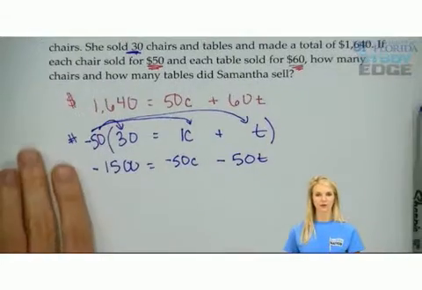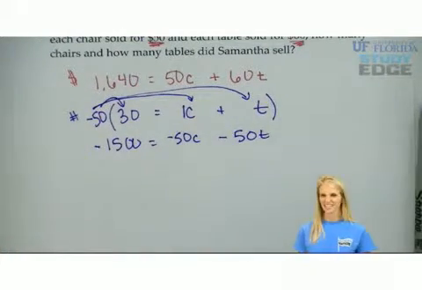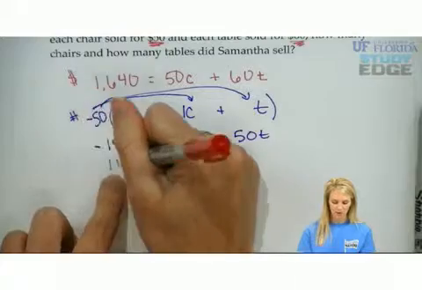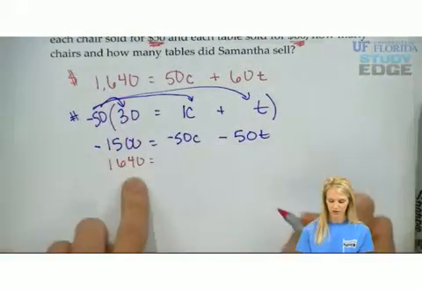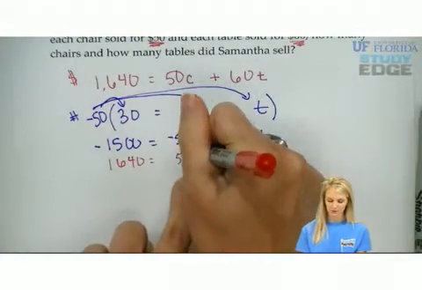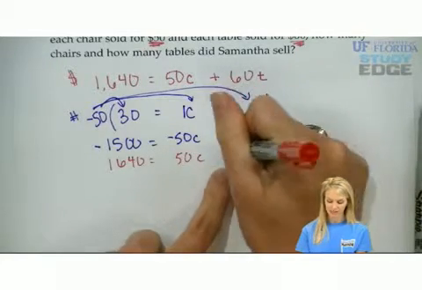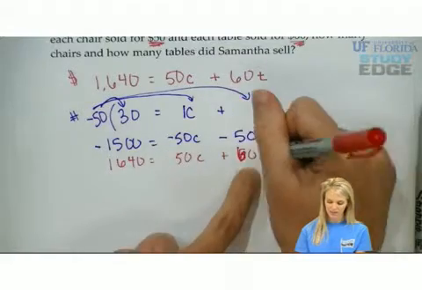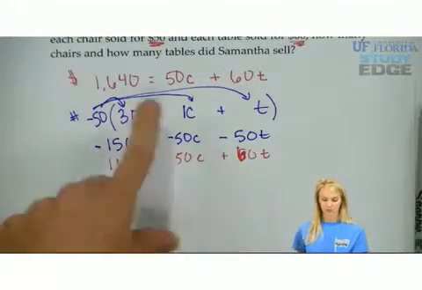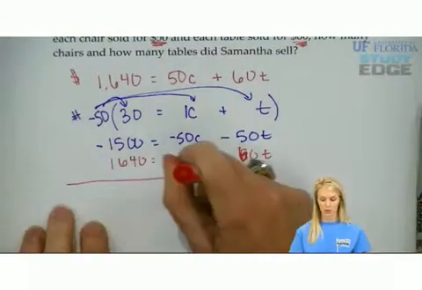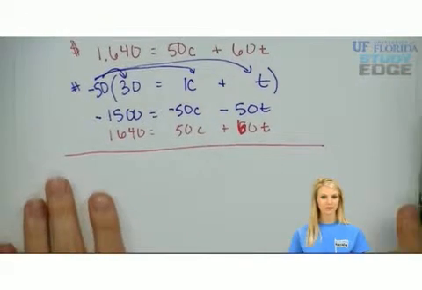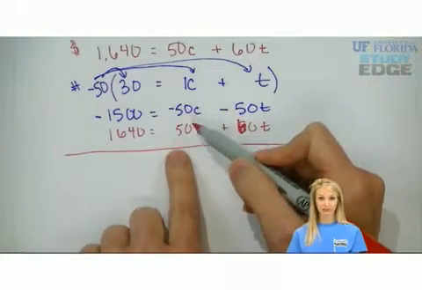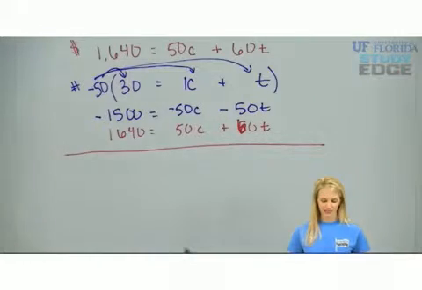Well, let's rewrite that first equation so they're next to each other. It'll make it easier for us to add them together. We have $1,640 equals 50C plus 60T. We were just rewriting our first equation. Well, now we're going to combine these. What happens when we combine them? One of our variables is going to be eliminated. Let's go through each piece.